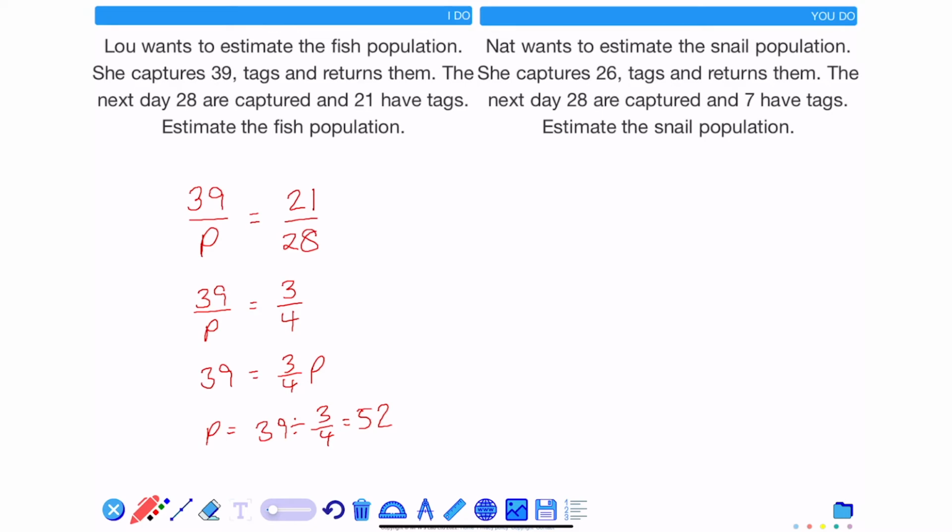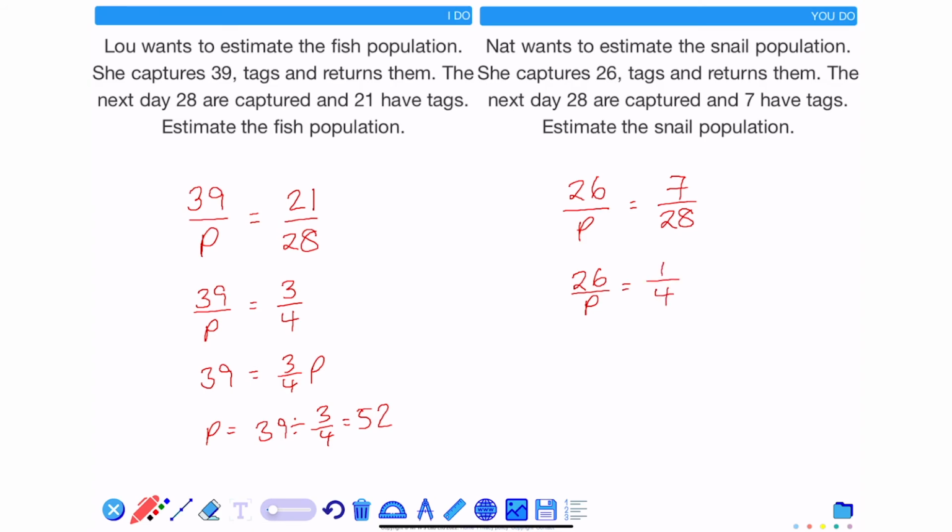So with this example, 26 have been captured and tagged out of an unknown population size. But we know the following day, 7 had tags out of a sample size of 28. Simplifying the right hand side would give 26 over P is equal to 1/4.